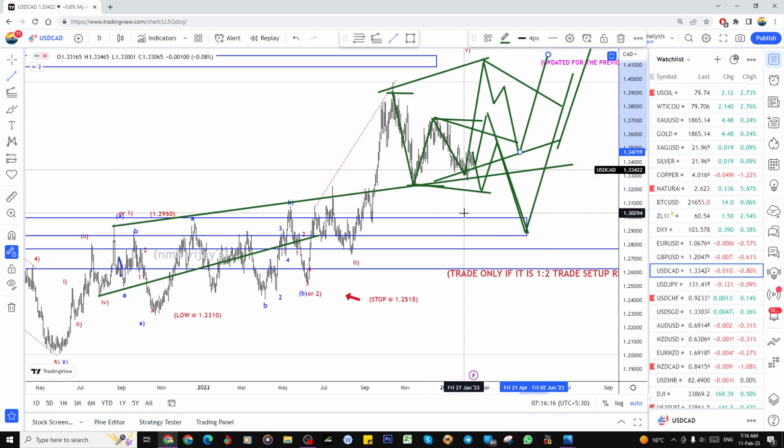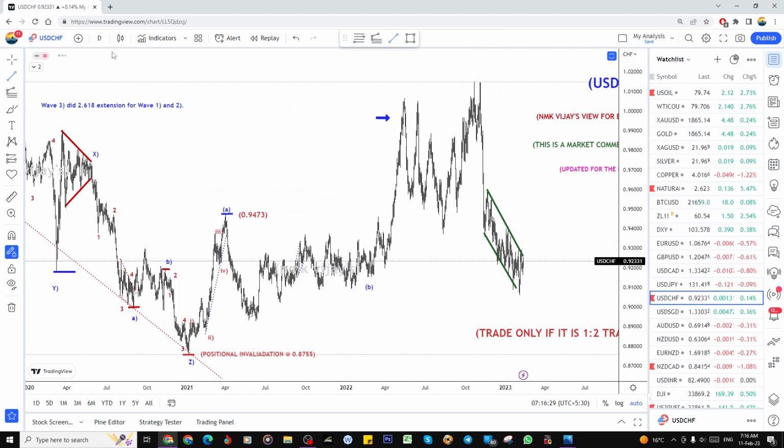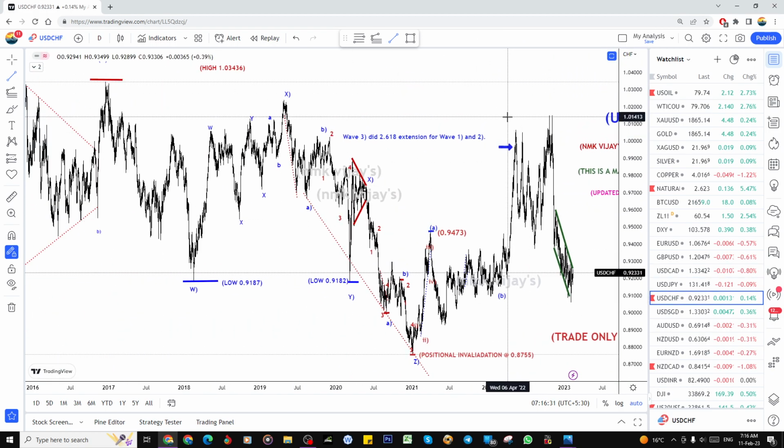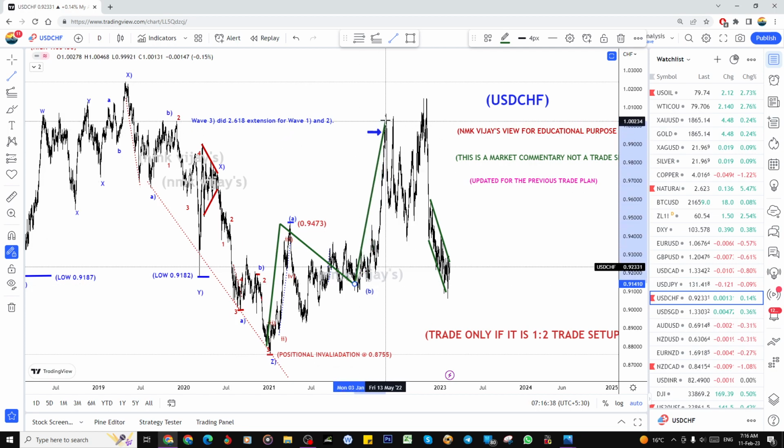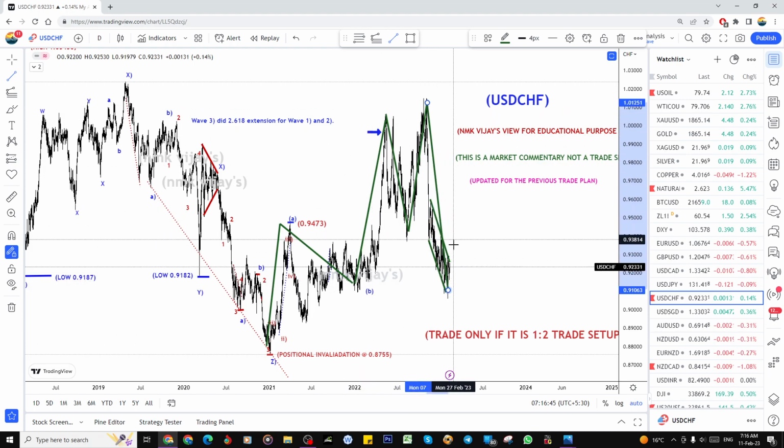So wait for this. I think it will take around May or June. The correction has to complete. So next is USD JPY, same pattern, right? This is the 1, 2, 3 completed. This is the 1, this is the 2, and this is the 3. In that expanded flat pattern, it's got completed, and this is the one.